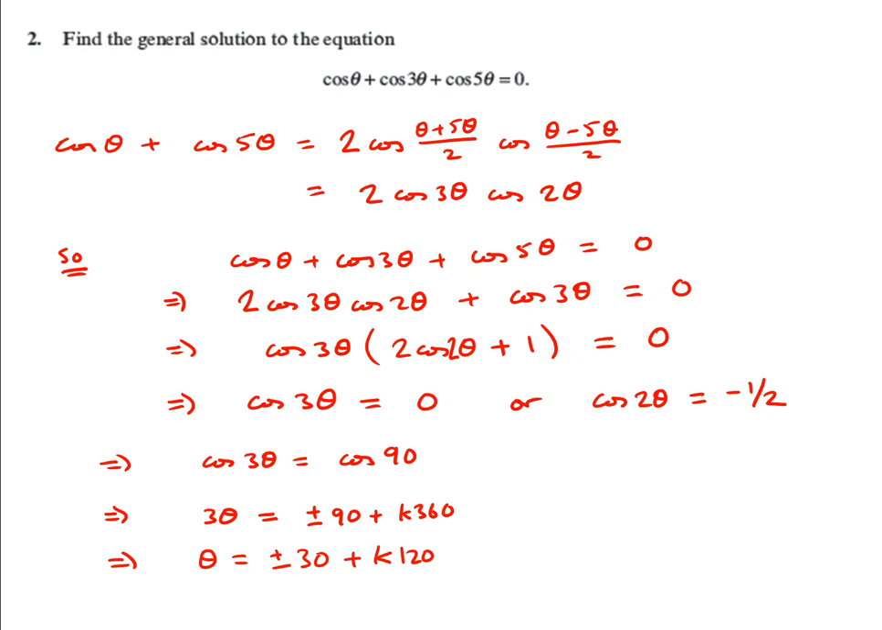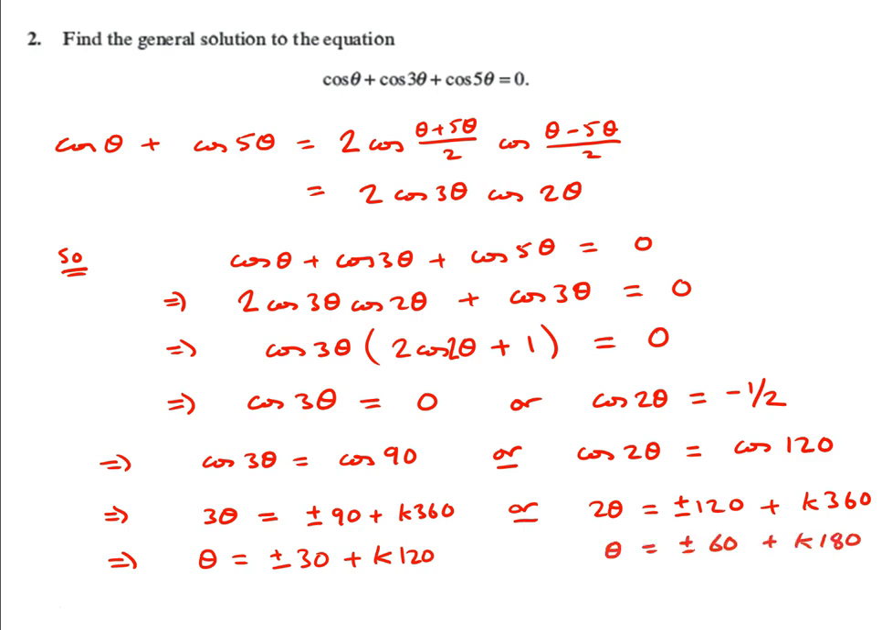Now minus 1/2 is the same thing as cos of 120 degrees. So the second little equation that we've got there can be written as cos 2 theta equals cos of 120. That means that 2 theta is either 120 plus k 360 or minus 120 plus k 360. In other words, we've got 2 theta is plus or minus 120 plus k 360. Divide through by 2 gives me theta is plus or minus 60 plus k times 180. We should, at this stage, just remember to say that k must be an integer. And that will finish our solution off for us.